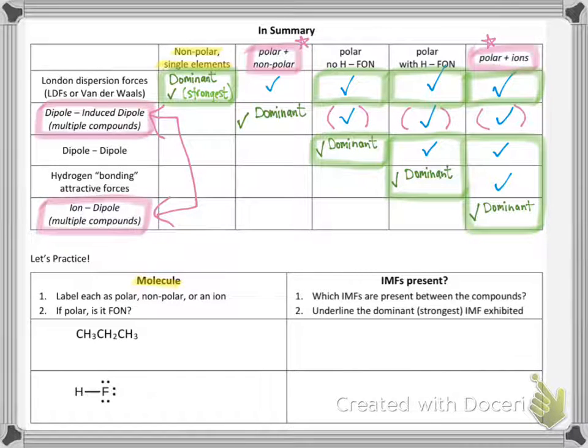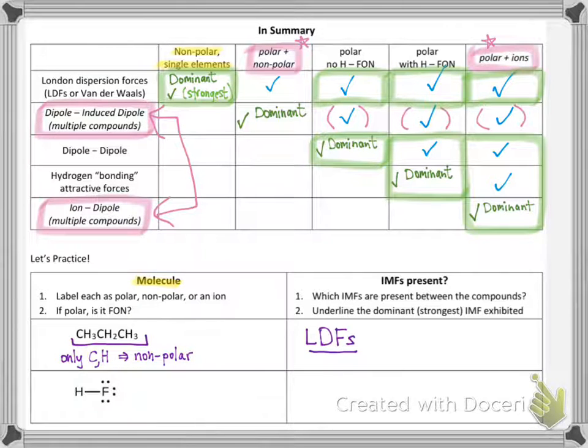All right, CH3, CH2, CH3. Hydrocarbon, right? Carbons, hydrogens, that's all we got. You absolutely have to know this is nonpolar all the way. Well, the second box says what IMFs are present and underline the dominant IMF exhibited. Well, it's nonpolar. Same answer for each. All they have are London dispersion forces, so those are definitely the strongest IMFs. Let's try one more together, and then you can practice.